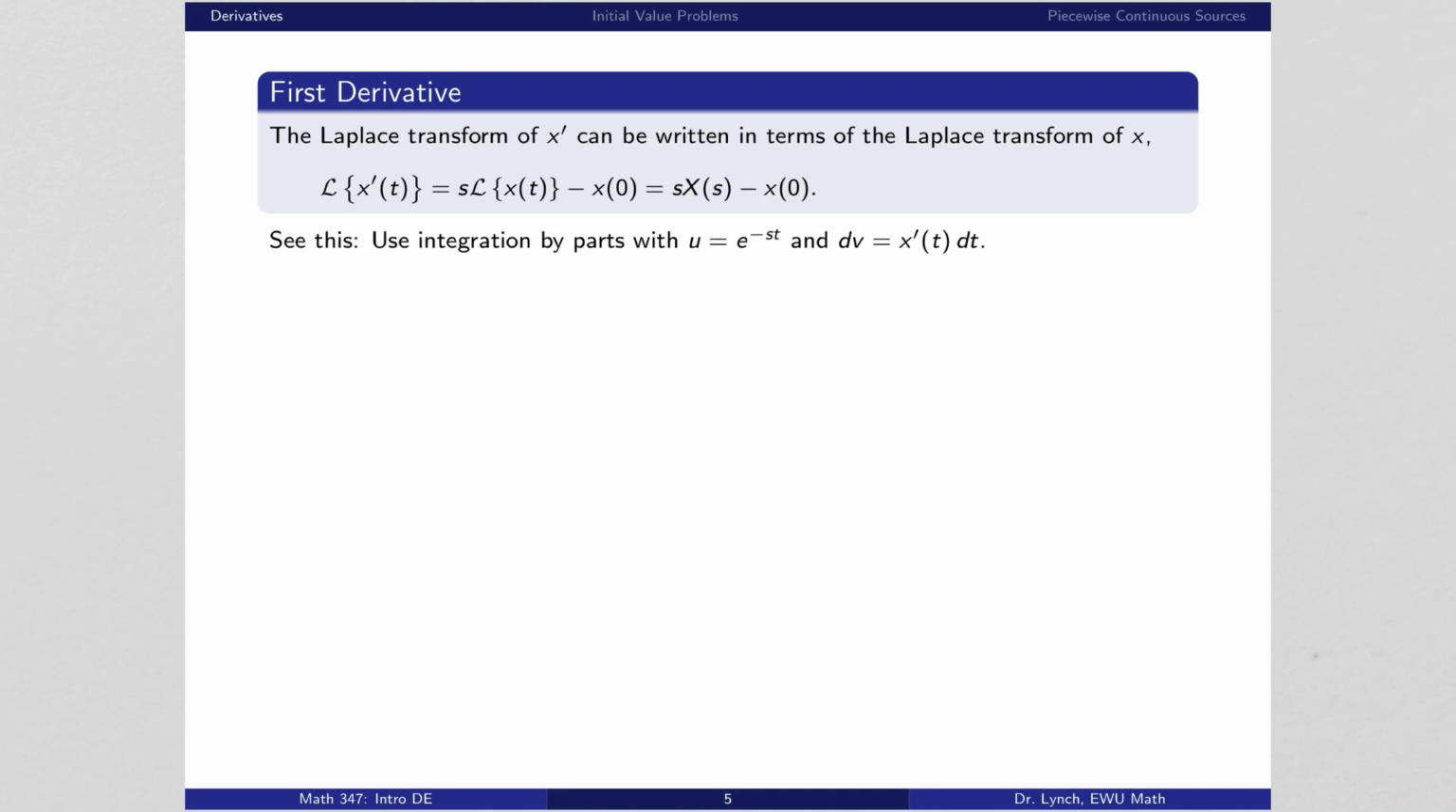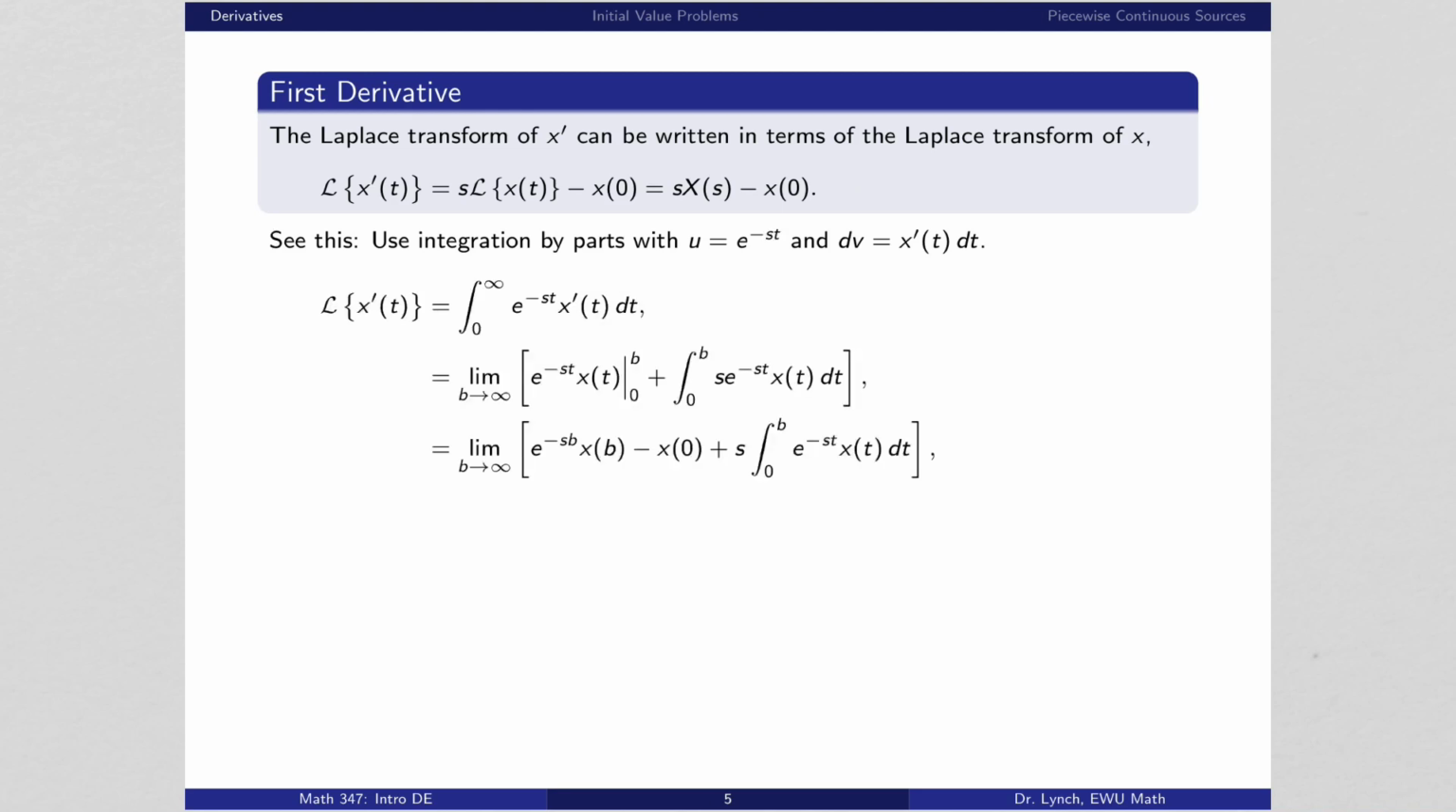So this is the formula that we'll derive here. The Laplace transform of the first derivative is s times the Laplace transform of the function minus the function evaluated at 0. And just like before, when we're trying to find the Laplace transform of something and we don't know where to start, we'll go ahead and start with the definition. In this particular case, we're going to use integration by parts, where u is given by e to the minus st, and dv is given by x prime of t dt.